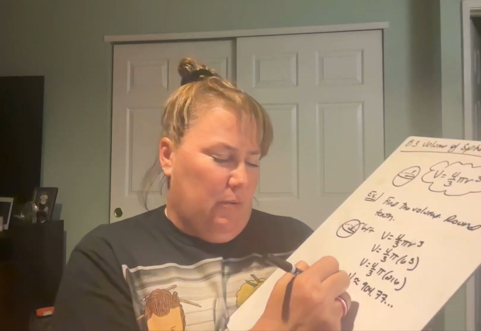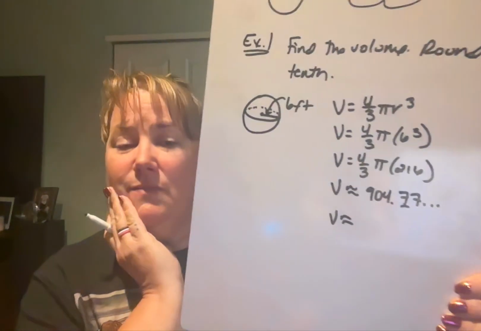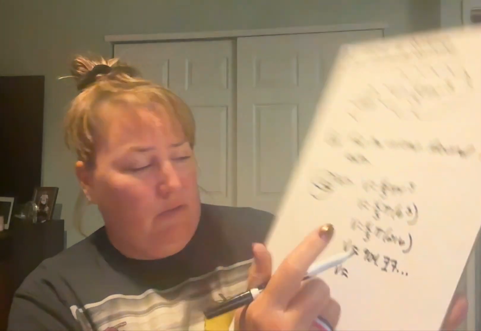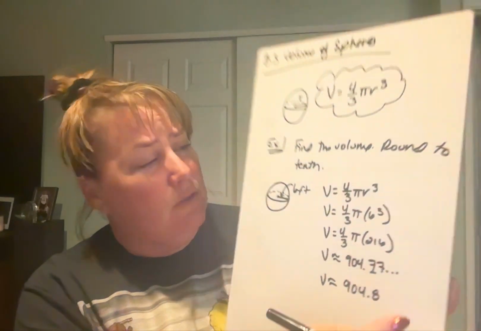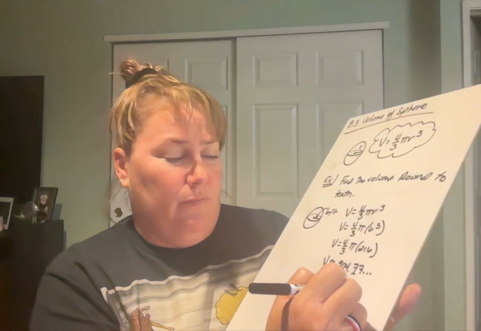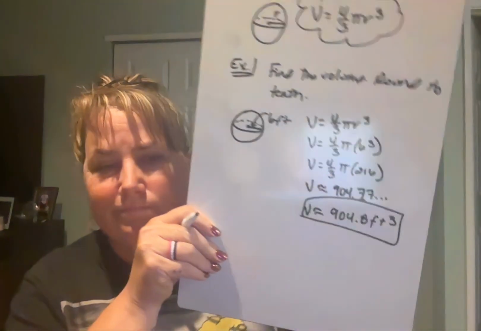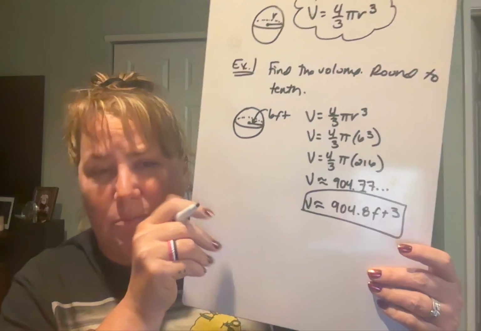Okay, so now we go. Volume is approximately, we're rounding to the nearest tenth. We're rounding the first 7, so this 7 is going to push this 7 up. So we have approximately 904.8, and then your label, where are we at? Cubic feet. There you go. Very, very similar.